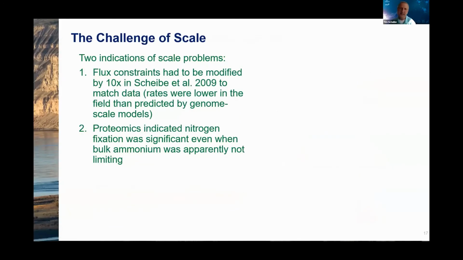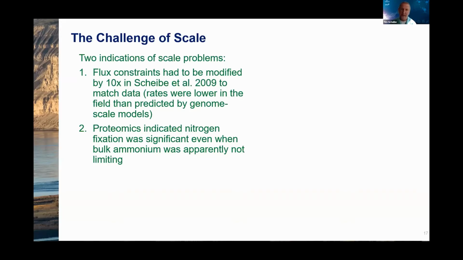So these things indicated a key challenge in applying these models, and that's the challenge of scale. There are two indications here of scale dependencies. The first is that in our original paper in 2009, we actually had to modify the flux constraints by a factor of 10 in order to match the observed data. That was because the predicted rates from the genome scale model were higher than what we were actually observing in the field. So although I said the parameters were specified, in fact, we did have to tune this one parameter in order to fix it.